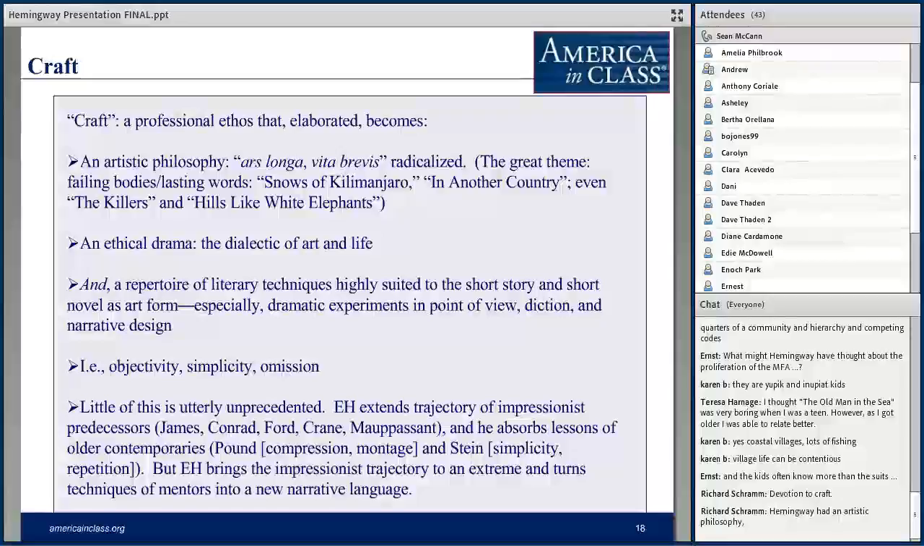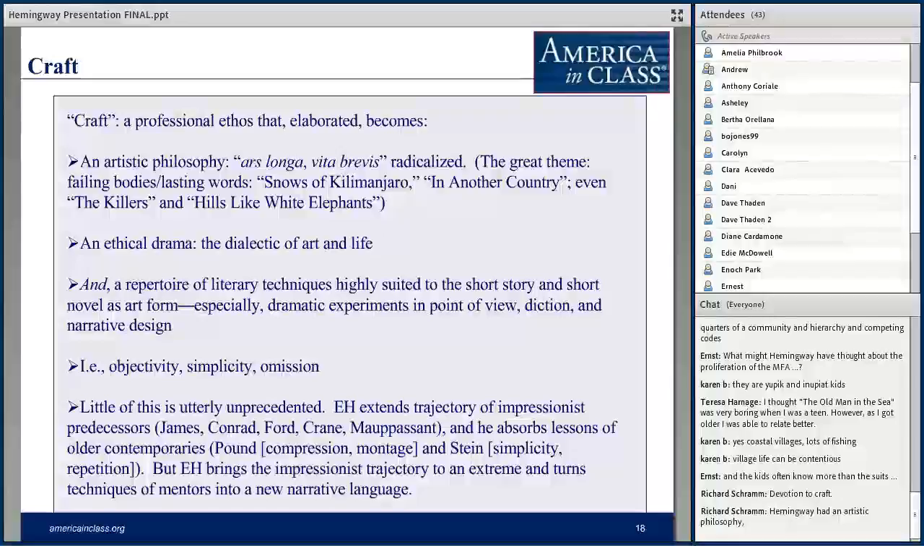None of this, or very little of this, is totally unprecedented. In fact, one way we can understand Hemingway is to see him as extending a trajectory of innovation begun by an immediately preceding generation of artists, exemplified by Henry James, Conrad, Ford Madox Ford, Stephen Crane, Maupassant, all of whom Hemingway reads, several of whom he explicitly admires a great deal, and whose lessons he absorbs. He studies at the feet of Ezra Pound, who is in some ways his most important early champion, who teaches Hemingway about the values of compression and montage, and Gertrude Stein, who teaches him about simplicity of diction and the aesthetic power of repetition.